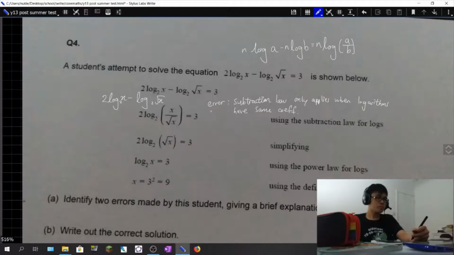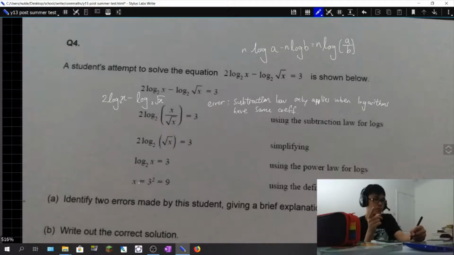Okay, so that's the first thing that they did wrong. Let's now assume that this part is right, and then let's see how they go. So they're simplifying it. Okay, x over root x is going to be root x. Yeah, that's correct. Then you square the square root, so now you get rid of the square root, and then you have log x base 2 is equal to 3.